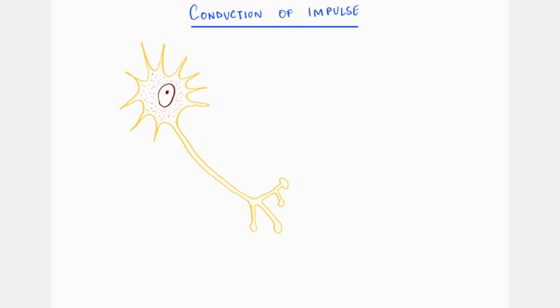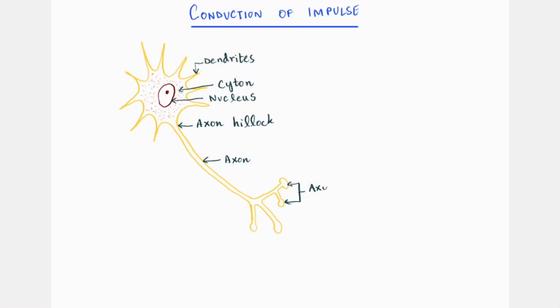Okay, so this is the nerve cell. Let's label some of the parts right here. These are dendrites. This is the cyton. This is the nucleus. And this is the axon. And this little part right here is called the axon hillock. And these are the axon terminals, right?